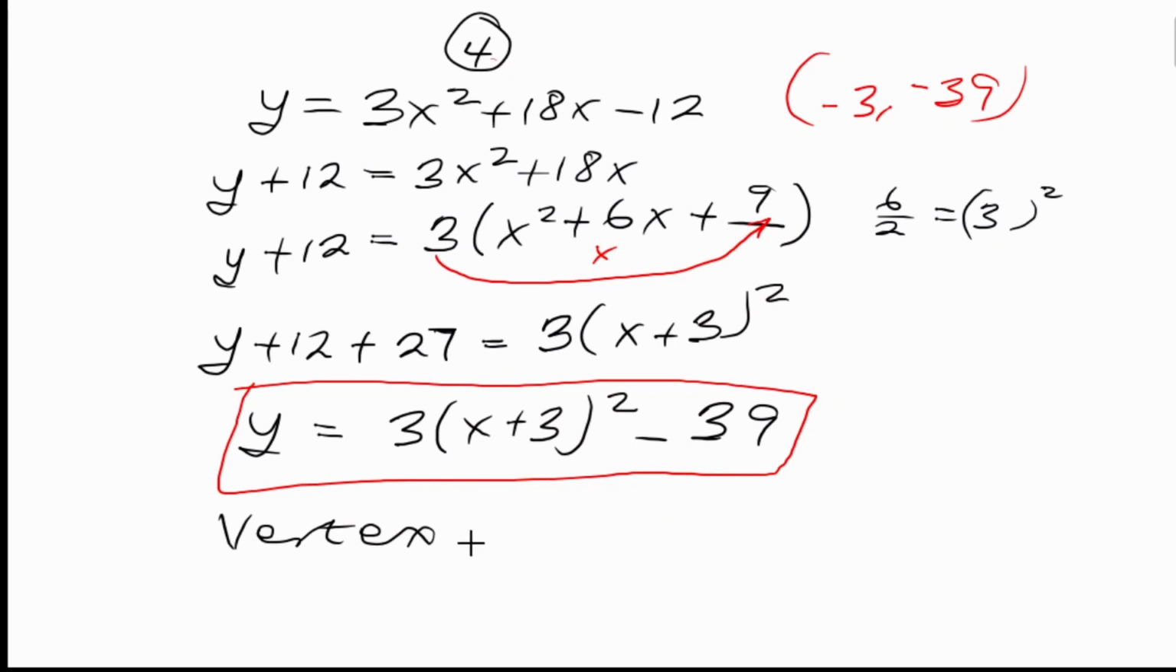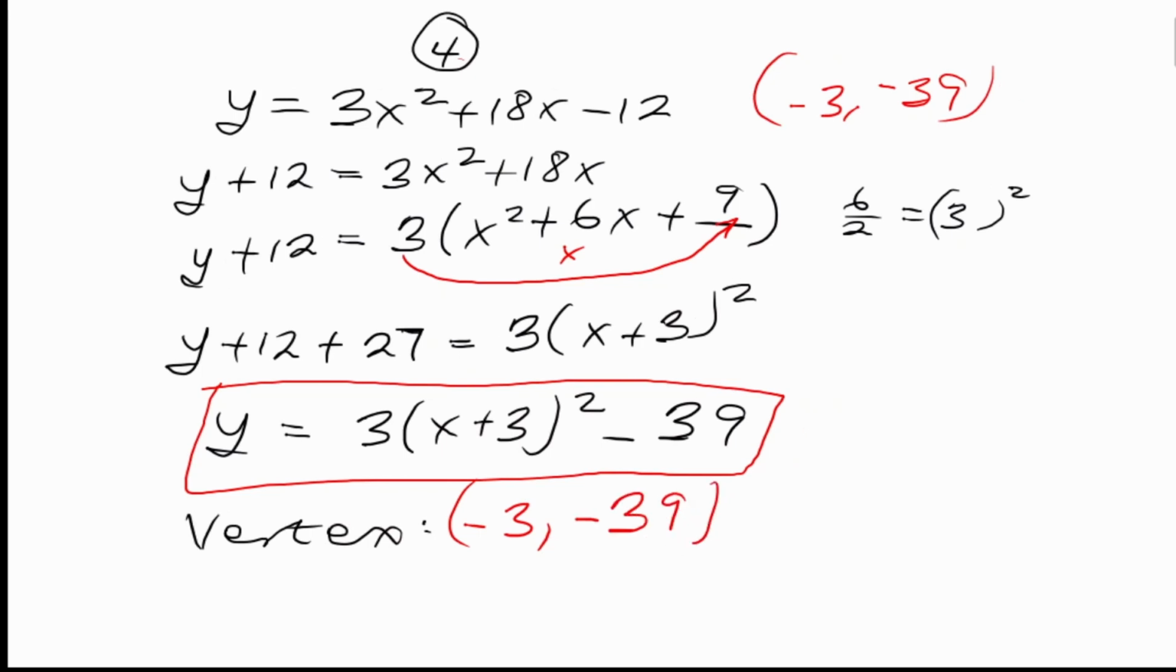It's the same thing, and that is negative 3, and the y coordinate is negative 39, and the axis of symmetry is x equals negative 3. Then again, this has a vertical stretch, so the vertical stretch is 3, right?